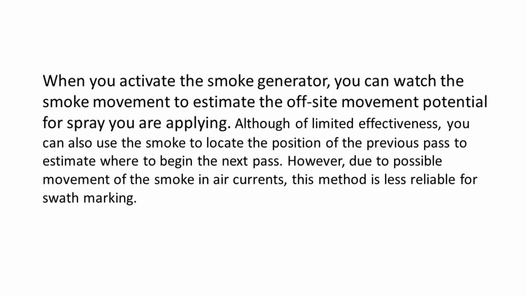When you activate the smoke generator, you can watch the smoke movement to estimate the offside movement potential for spray you are applying. Although of limited effectiveness, you can also use the smoke to locate the position of the previous pass to estimate where to begin the next pass. However, due to possible movement of the smoke and air currents, it is less reliable for swath marking.